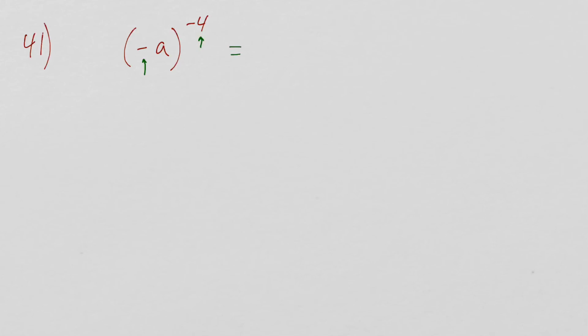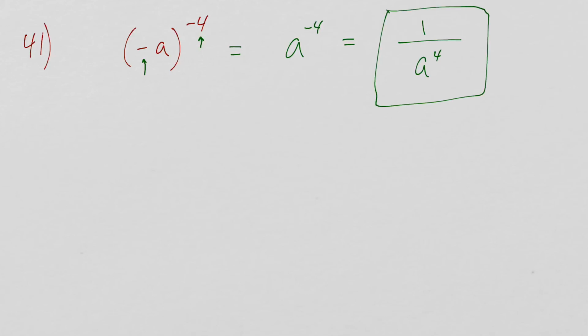So our first step is that this becomes a positive a to the -4, which is 1 over a to the positive 4. One of the key things here is to understand that that negative got eliminated because of an even exponent. If that was an odd exponent, the negative would still be there in the answer.